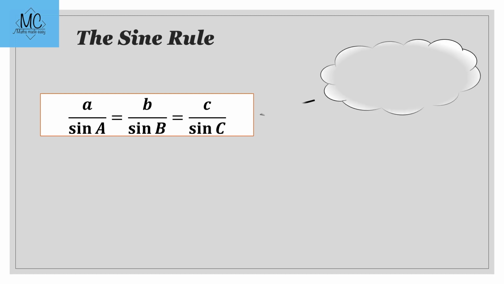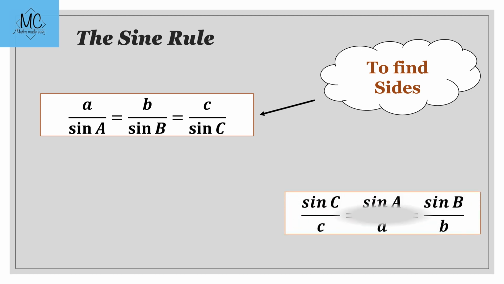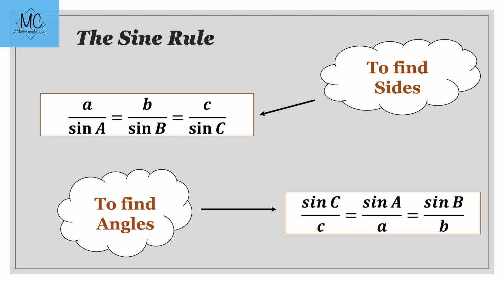Similarly, if we have to find the angle of the triangle, then we have to flip the entire equation and keep the angles on top and the sides down. So sin A divided by small a, sin B divided by small b, and sin C divided by small c. So this is how we find the angles in a triangle using the Sine rule.